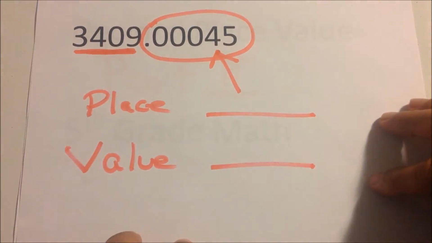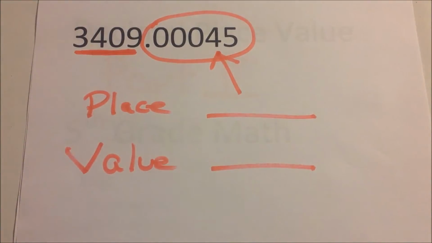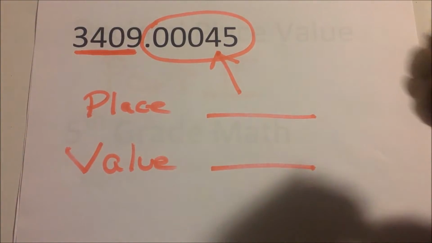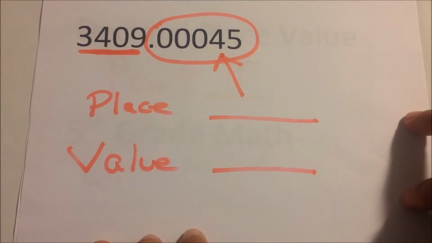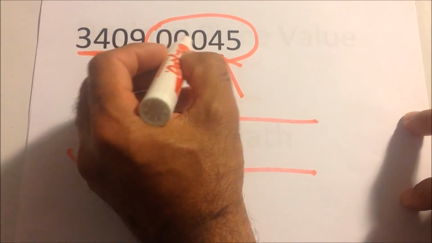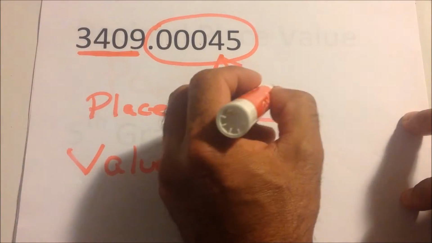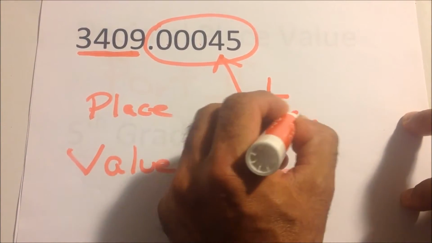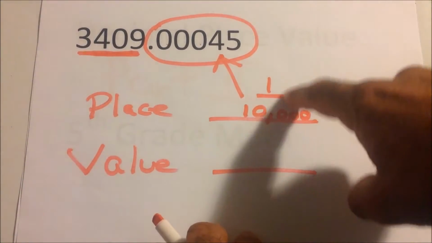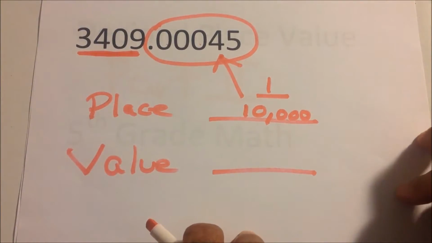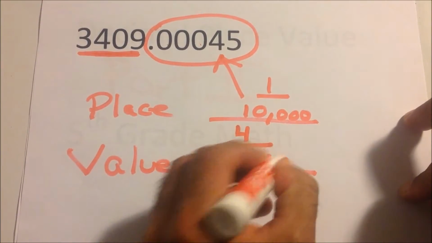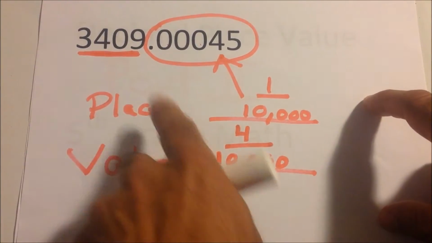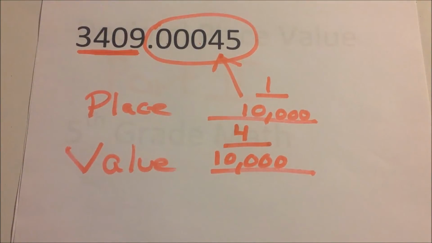That's what we do with place value. So what is the place and the value of the 4? Okay, so the place of the 4, again, we can count 10th, 100th, 1,000, 10,000. It's in the 10,000th place, and you can write it like a fraction if you want, or write it in English. It's the 10,000th. So what is the value? It's 4 10,000ths. That's the value. So we have place and we have value.